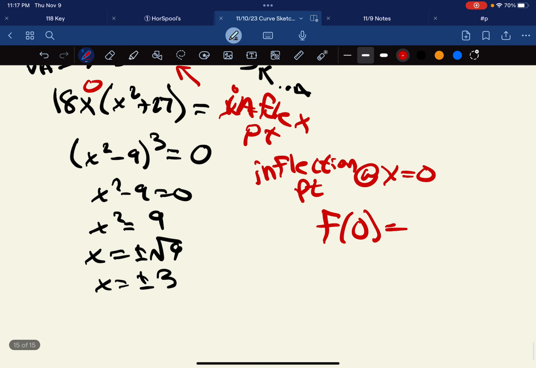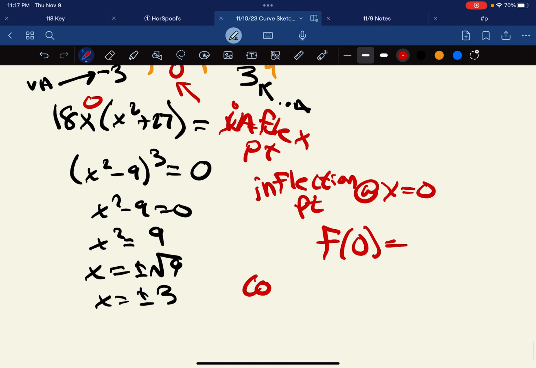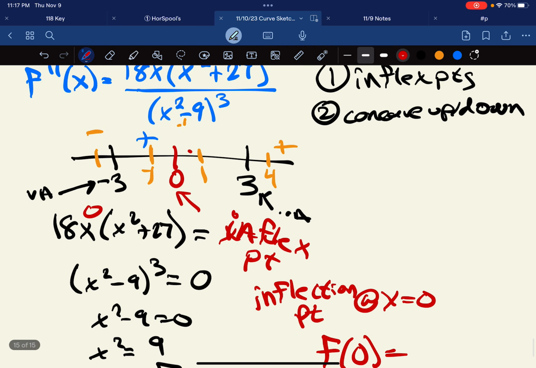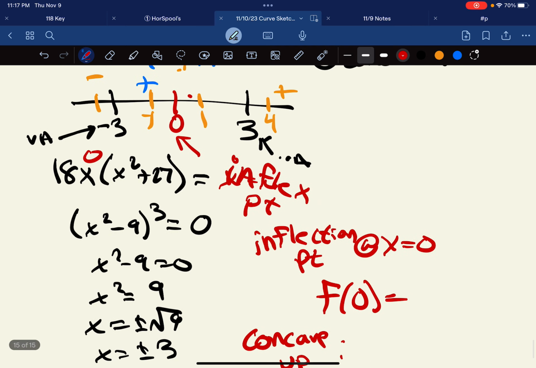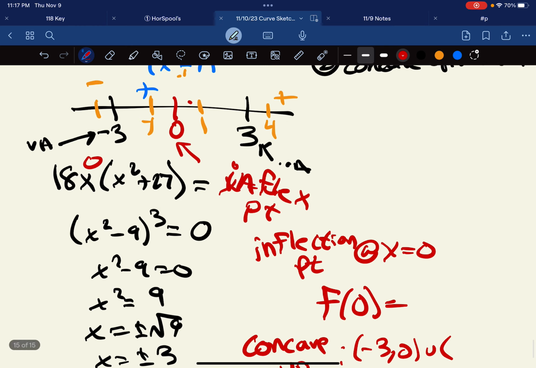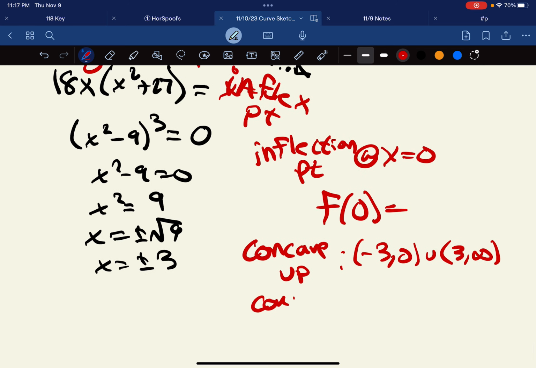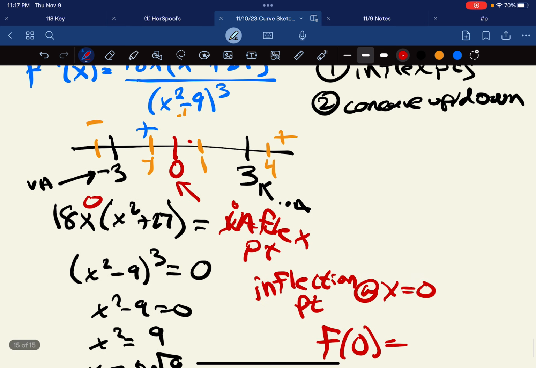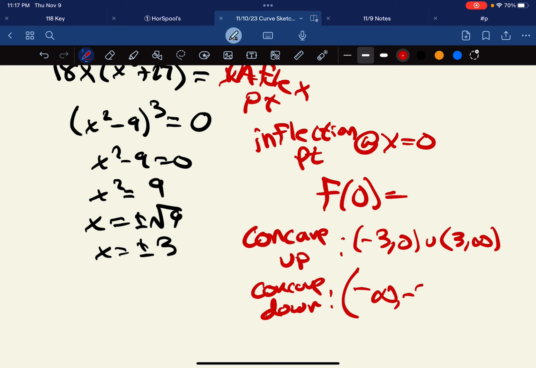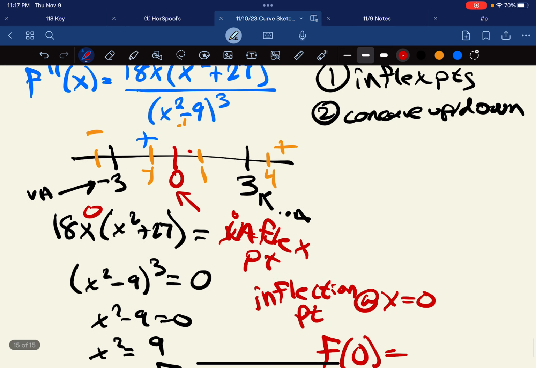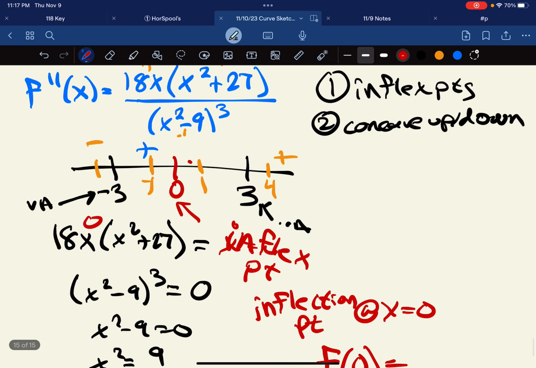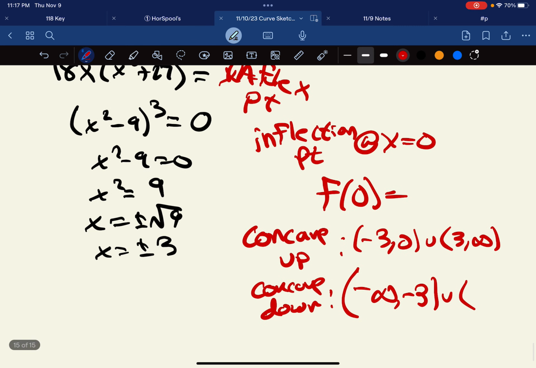And then our intervals of concave up is going to be where our second derivative is positive, so it's going to be -3 to 0, and then again from 3 to infinity. And then we're going to be concave down where our sign chart says we are negative, so that's going to be -infinity to -3, and then again from 0 to 3.